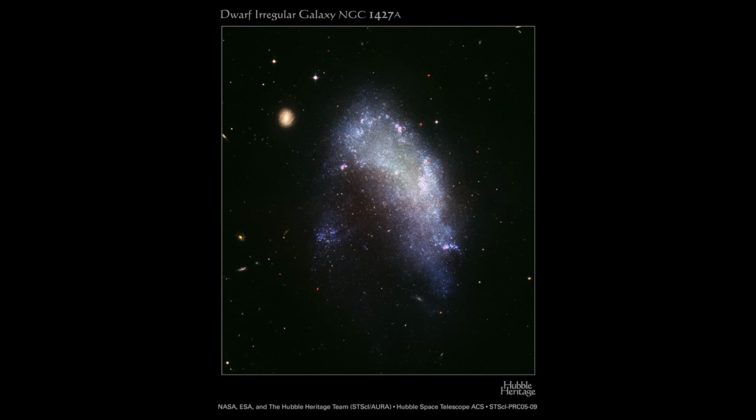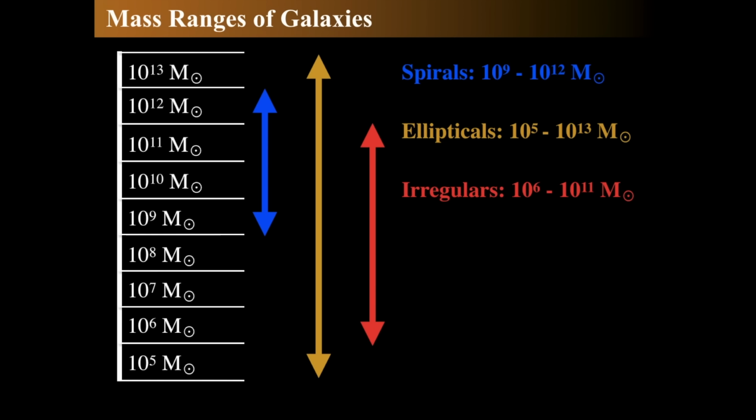And here's another dwarf irregular galaxy. These are very tiny objects. They tend to have only on the order of millions to tens of millions of stars. And they're typically distorted in shape like these are, and they typically have a lot of hot young blue stars in them.